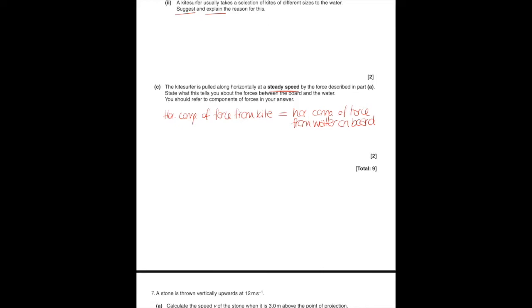So the first mark for saying that these 2 forces are equal to each other, and the second mark for identifying that they are acting in opposite directions. Now, of course, you could achieve that by saying horizontal component of the force from kite is equal and opposite to the horizontal component of the force from the water on the board.